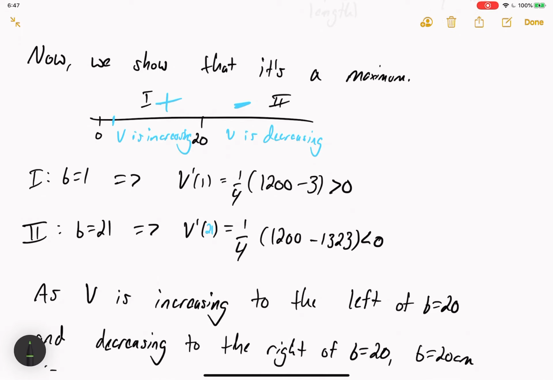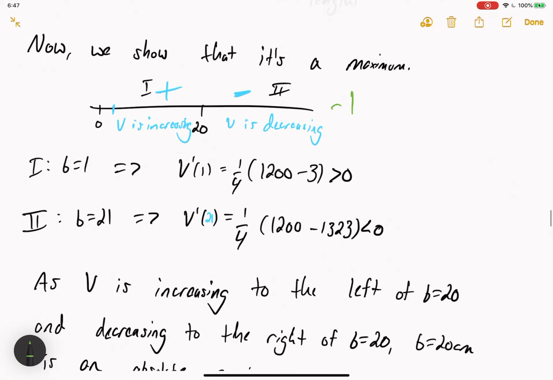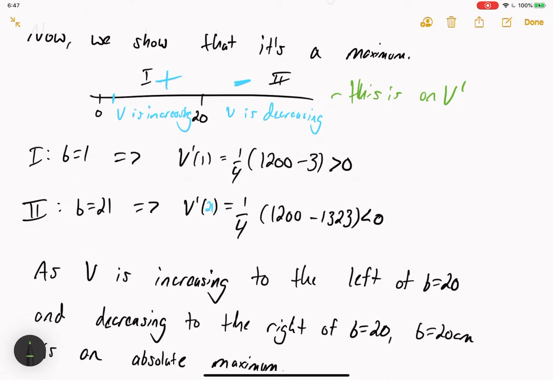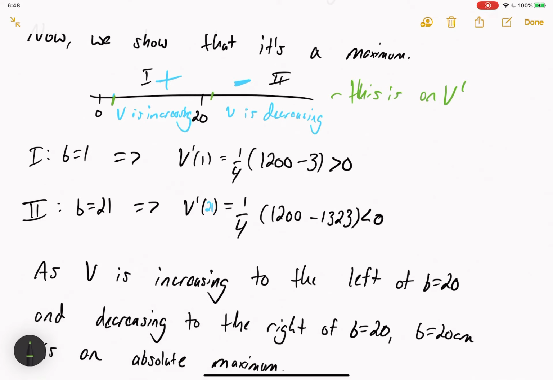So next thing we need to do is show that it's a max or min. And again, this is just pretty standard interval testing. Remember that this is going to be on v prime. So we plug in 1, which would be all the way to the left of 20. We plug in 21, which would be right here. And what we get is it's going to be increasing from the left of 20, decreasing from the right of 20. So we get that it's a maximum.